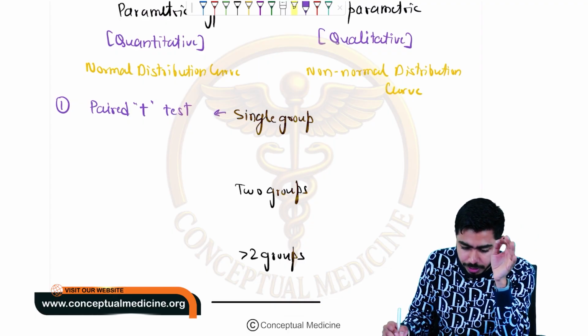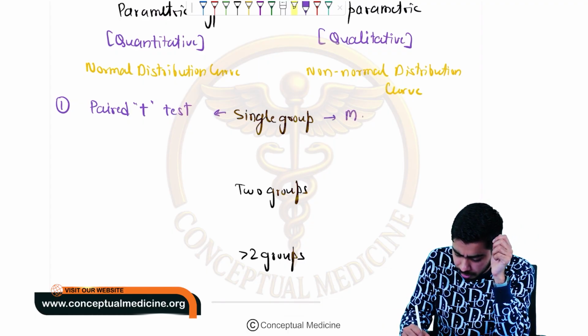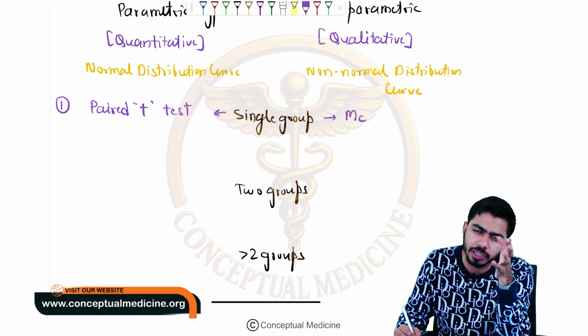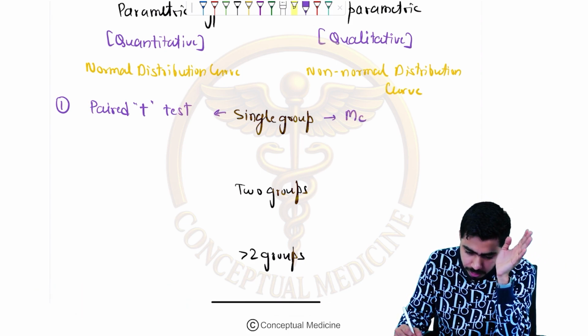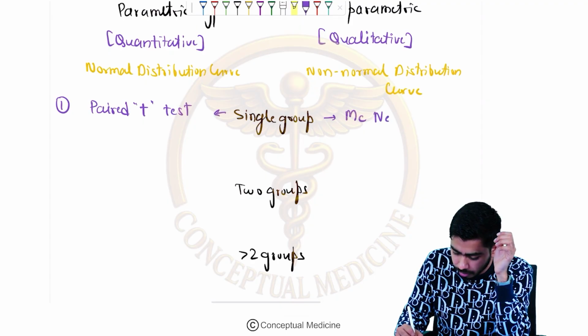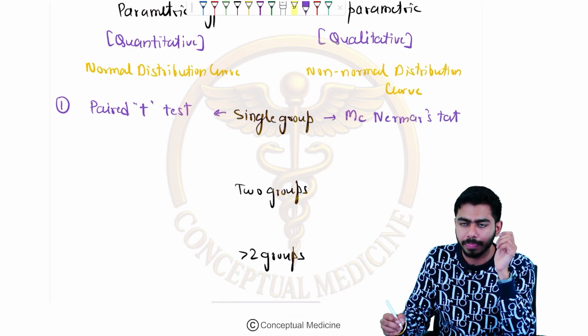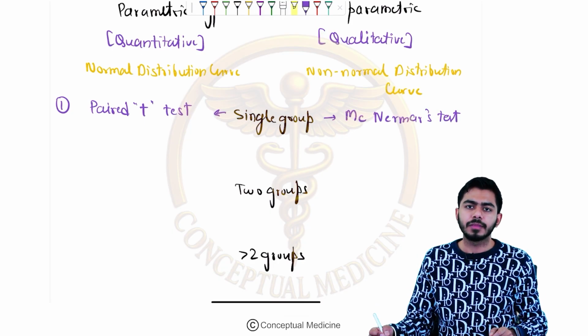On the qualitative side, we are talking about another test. Usually the examiners are not very interested in this. Usually the examiners are interested in the quantitative side, that is the paired t test. Here we are talking about McNemar's test. If I am talking about a single group, I gave you the example also.